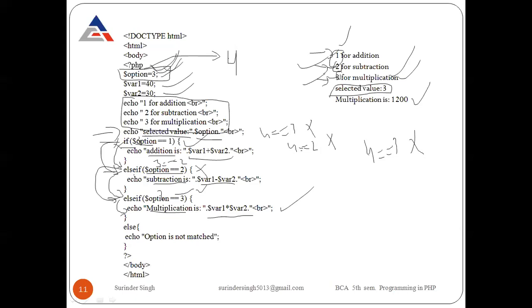So in this case, the else block that we have written at last will be executed and it will print option is not matched. Clear? If no condition is found true, then the else block written at the last will be executed. And if there is no else block defined, then control simply transfers to the next statements. Clear? In the practical class we will see all these practicals.